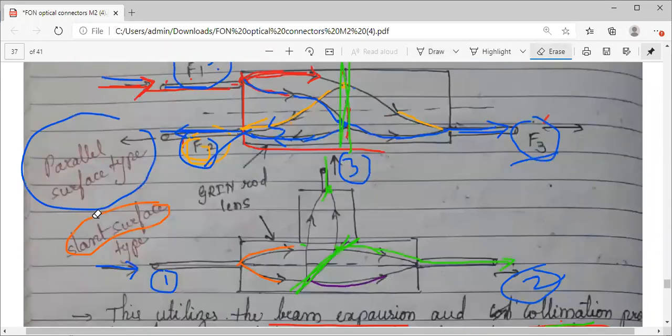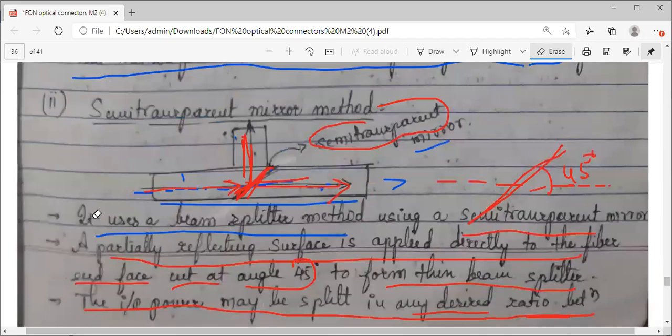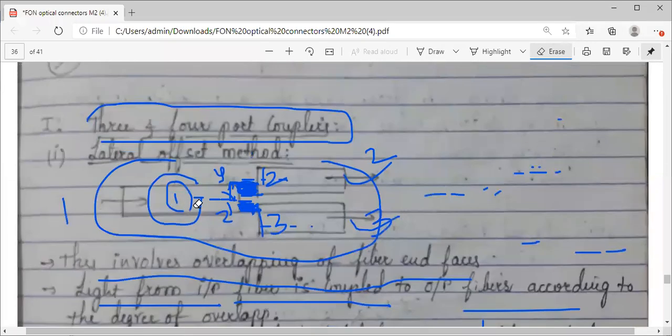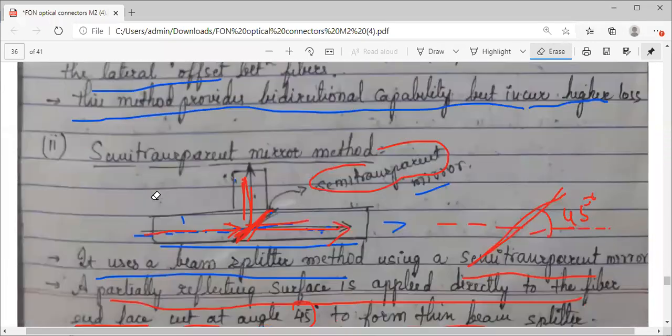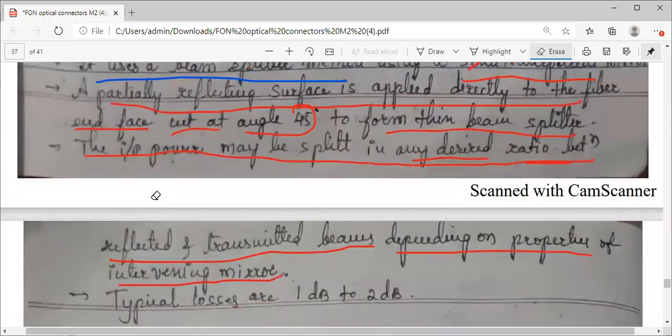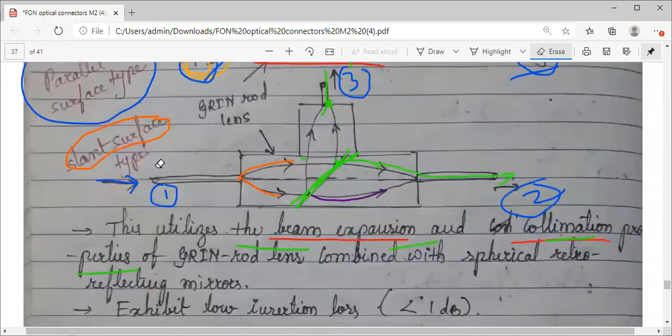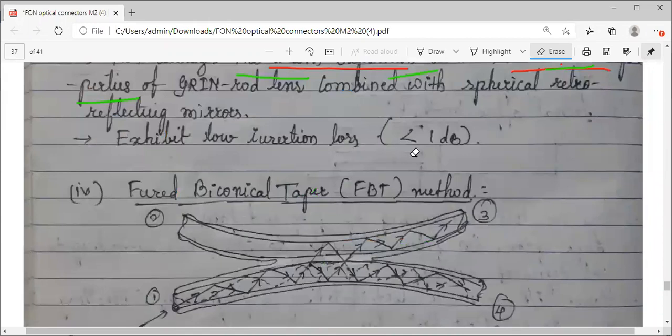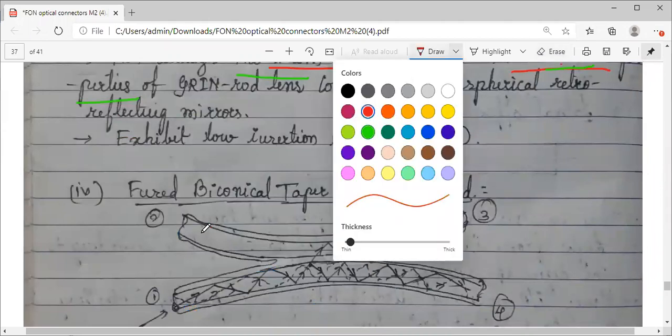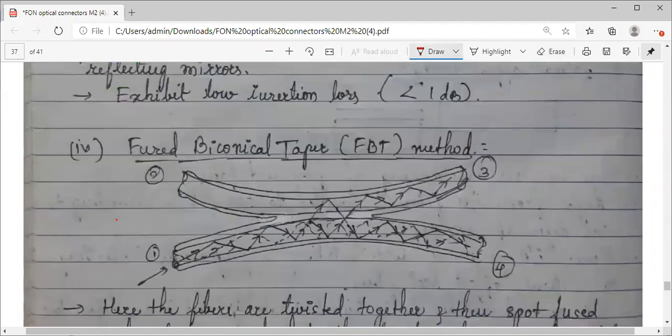Coming to the fourth method. So we have got three methods: one is the lateral offset method, the semi-transparent mirror method, and the third one is the green rod lens. Coming to the fourth, it is called the fused biconical taper method, in short FBT. You can see the first three methods which we have seen are for a 3-port coupler, but this fourth method is for a 4-port coupler.